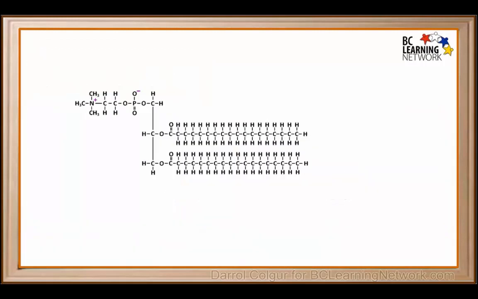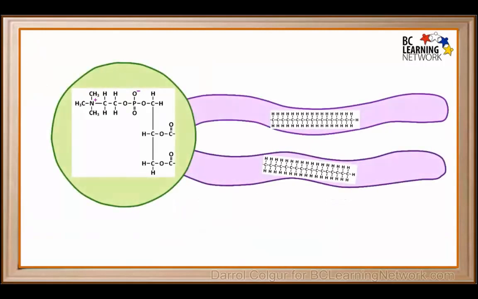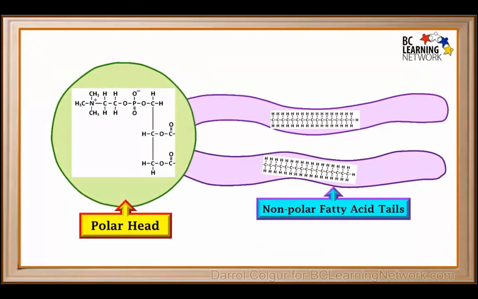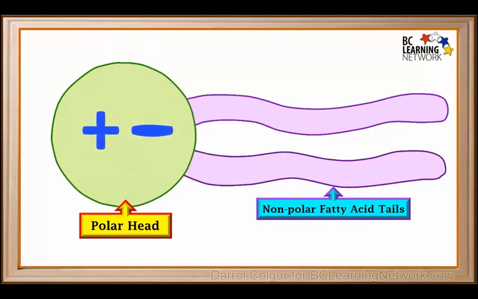If we take a diagram of the formula for a phospholipid and break off the fatty acid tails, we can draw a simplified diagram around it, where the green circle is the polar head and the purple protrusions represent the nonpolar tails. Remember, the polar head contains positive and negative charges, so we'll represent the polar head like this.